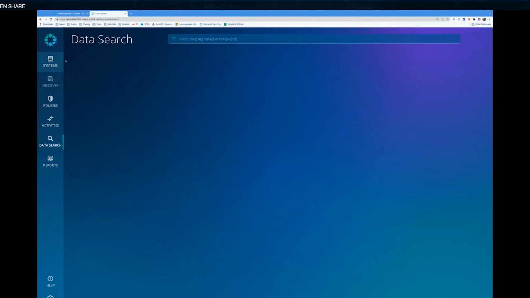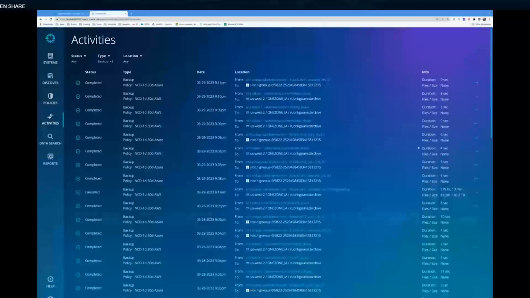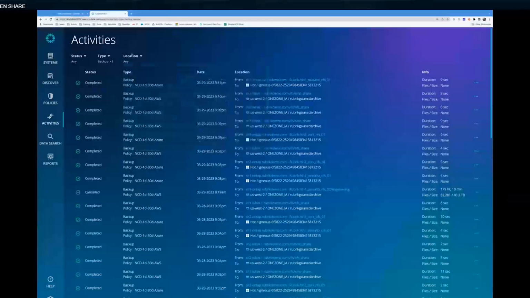So at any rate, data search usually goes pretty quickly. And then as we're looking at our activities, we can see our activity logs here. We can see how long it takes to execute these backups or the recoveries. And then we can even filter on the location, the type of job that we were running, and any status conditions that we wanted to see if we were looking through these particular activities.